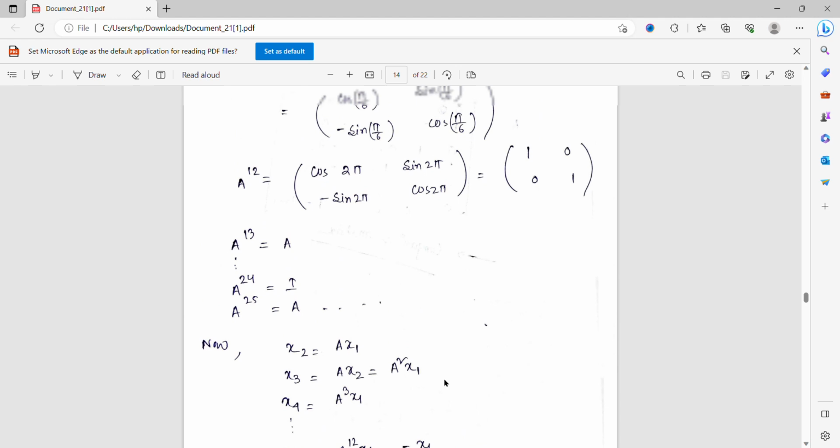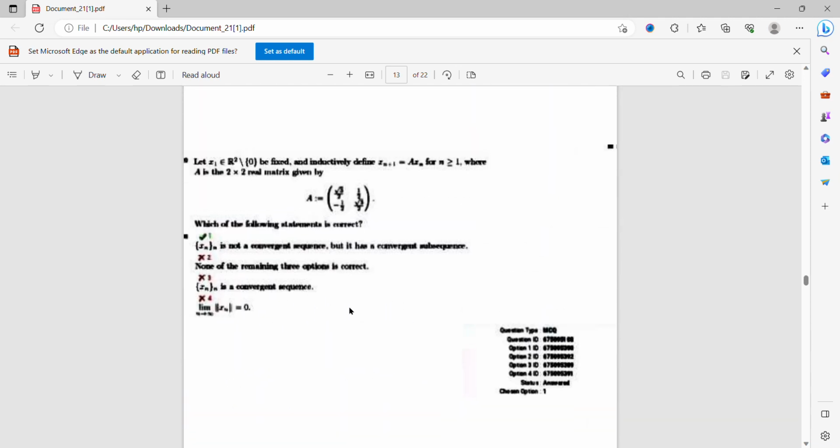Now if you take x1 to be a fixed vector, say 1, then you can see that A x1 is a different vector, A square x1 is another different vector. So we have different convergent subsequences, but xn is not convergent because it has two subsequences which converge to different limits. By the definition of convergence, we can say that xn is not a convergent sequence, but xn has a convergent subsequence.